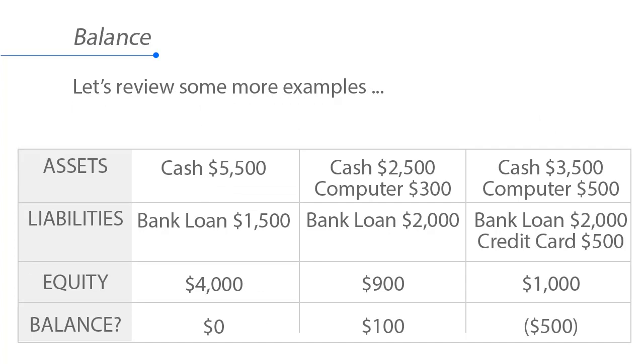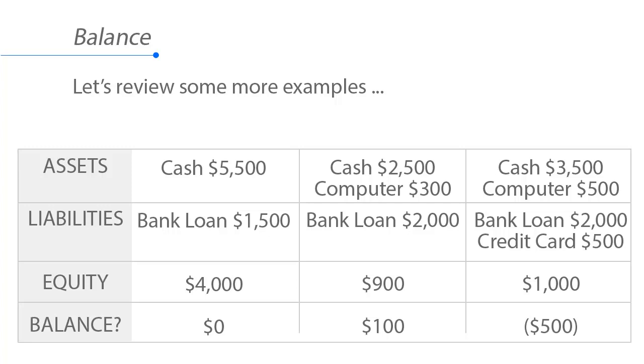Let's look at some examples of in and out of balance and how much. We have assets of cash $5,500, a bank loan of $1,500. So $5,500 minus $1,500 leaves us with $4,000. And it shows as $4,000. So this shows as $0 out of balance, so it is indeed in balance.